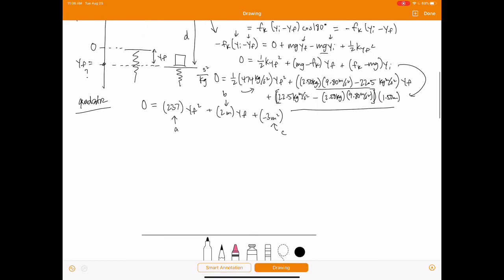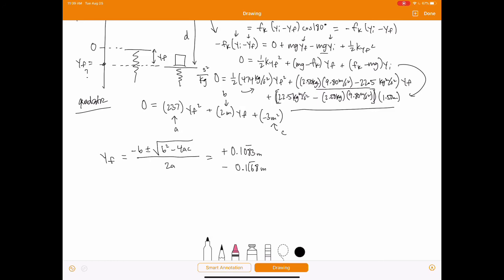So how do we solve this to get y final? We just use the quadratic formula, which is minus b plus or minus square root b squared minus 4ac over 2 times a. And again, I'm not going to show the calculation because basically you just punch the numbers a, b, and c into your calculator. And we'll get 2 possible solutions. One of them is positive 0.1083 meters. The other one is negative 0.1168 meters.